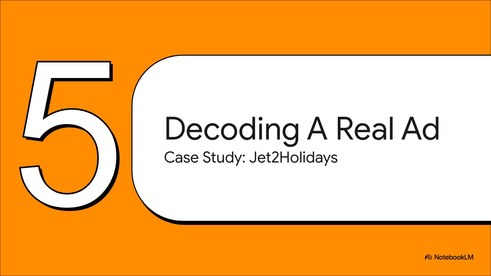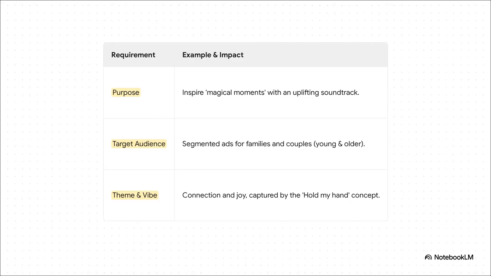Okay, enough with the theory. We've got the pieces of the puzzle, we know what goes into the blueprint, now for the fun part. Let's put on our detective hats and use all this to break down a real-life ad campaign. We're looking at the Hold My Hand campaign from Jet2 Holidays. So let's break it down. First, the purpose. They want to get you excited to show you those magical holiday moments. And how do they pull that off? With that uplifting music and those bright, energetic shots.